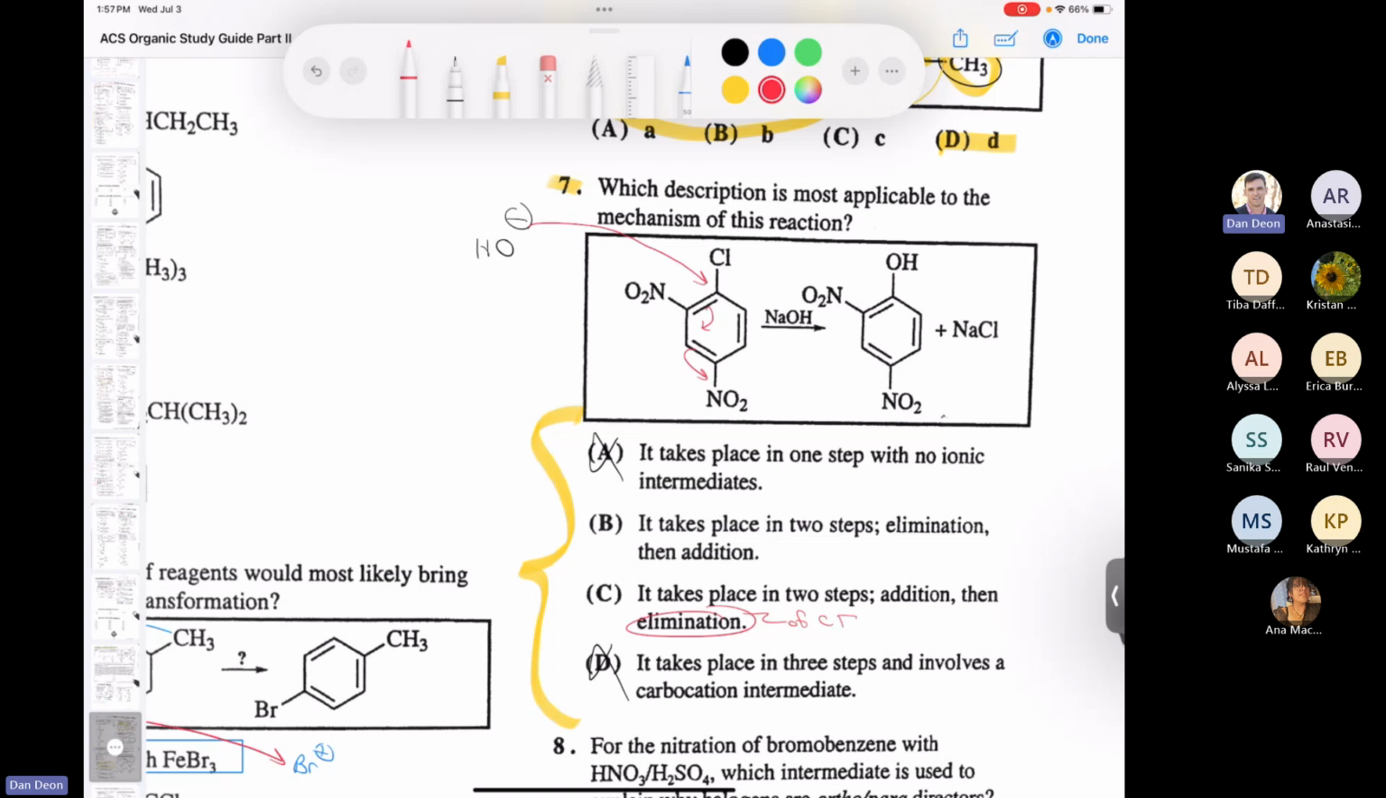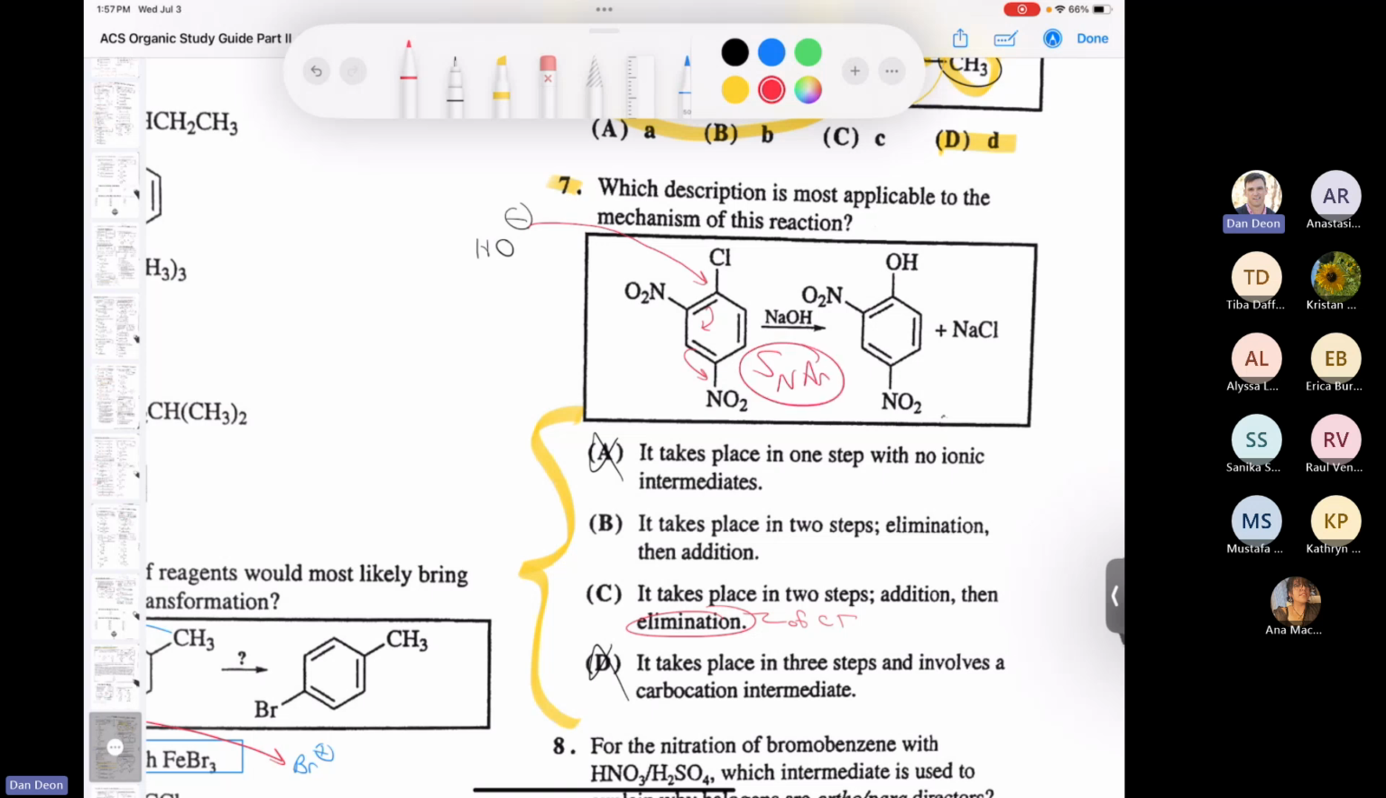So does anybody remember what type of reaction this one is? And it's not a trick question. Does anybody remember the name of this reaction? It is important. It will probably show up in your final exam, okay? If you don't, this is an SNAr reaction, okay?